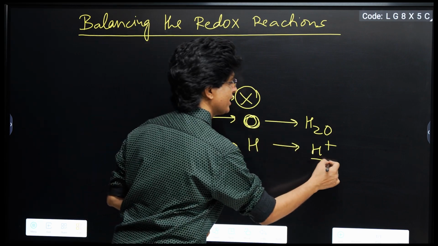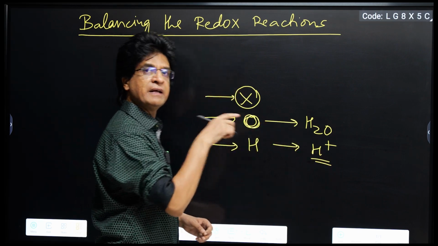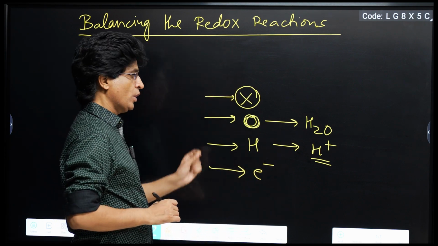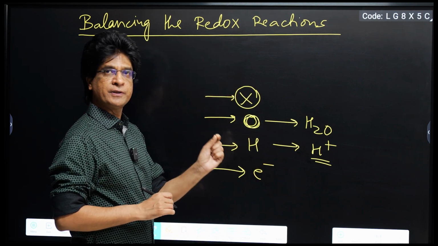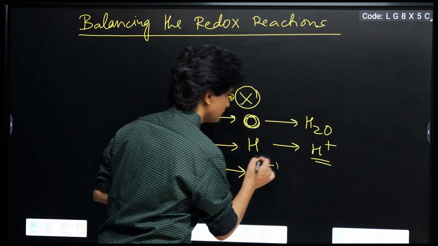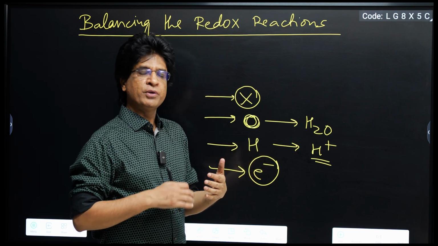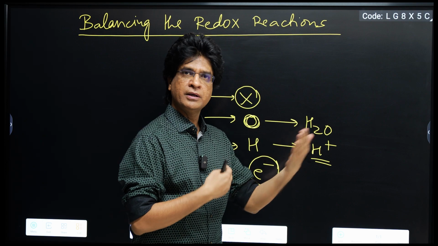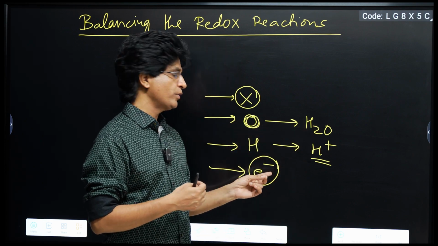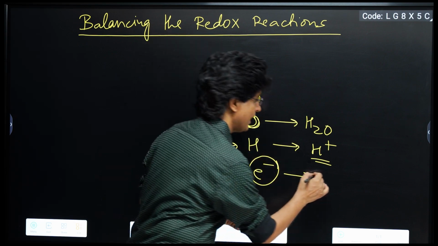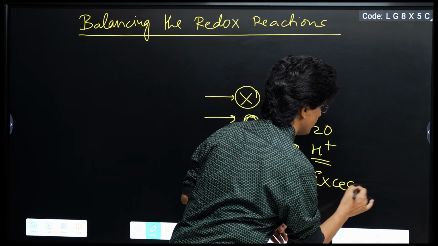Which side will you add H+ ions? Where the H are in deficiency. And finally, you will balance charge by adding electrons. Only addition of electrons is permitted in these chemical reactions, and there is a reason for that, because any chemical reaction involves transfer of electrons. So you can simply add electrons. Which side will you add electrons? You will add electrons to that side where we have got excess, excess of positive charge.